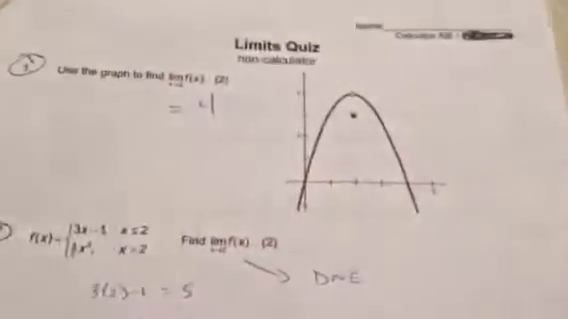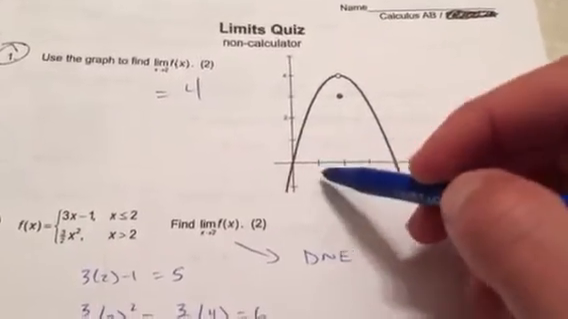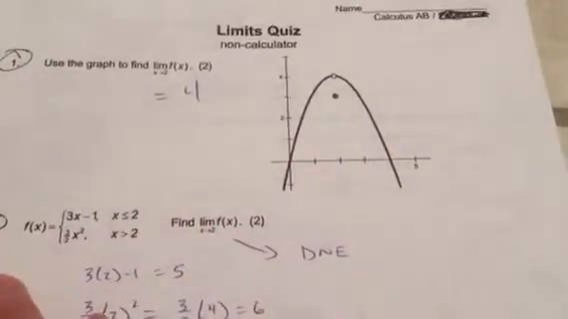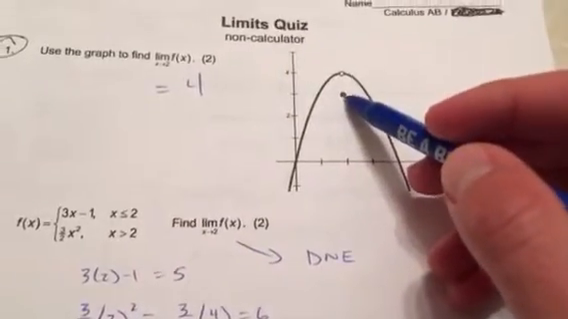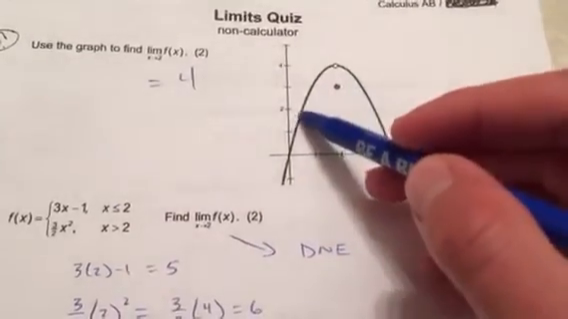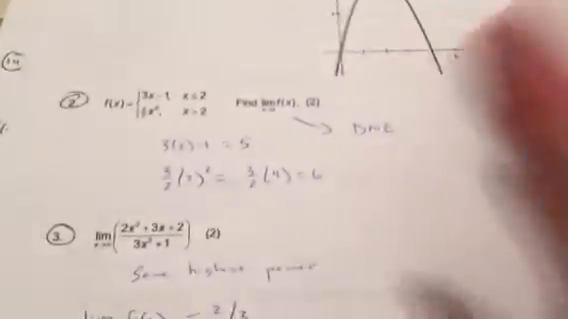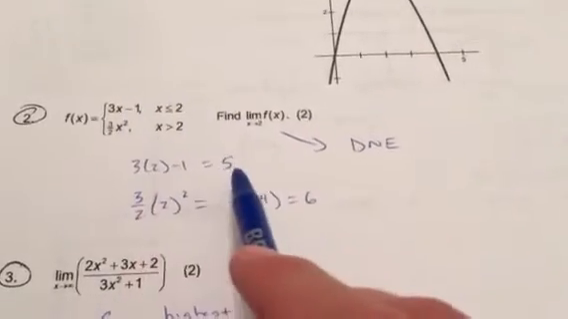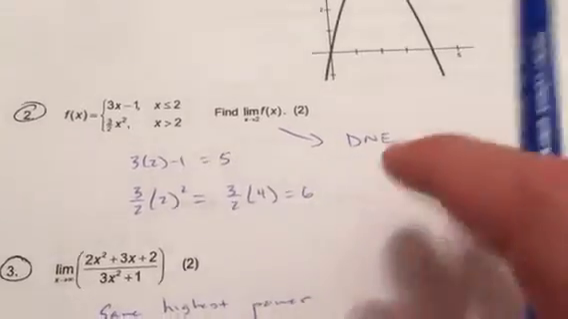On the next page, use the graph to find the limit as x goes to 2. As x goes towards 2, that y value is... Yeah, it is 4. I'm sorry. F of 2 is 3, but as x goes towards 2, you have a hole at 4. Guys, plug 2 in for x. You get 5, you get 6. 5 does not equal 6. The limit does not exist.